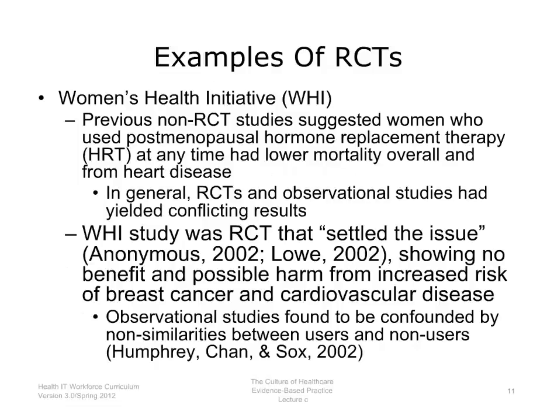Let's look at some examples of randomized controlled trials, or RCTs. A number of well-known RCTs come from the Women's Health Initiative, or WHI. Before the publication of the WHI RCTs, there were many previous non-RCT studies that suggested women who used postmenopausal hormone replacement therapy, i.e. estrogen and/or progesterone after menopause, HRT, at any time had lower mortality overall and from heart disease.